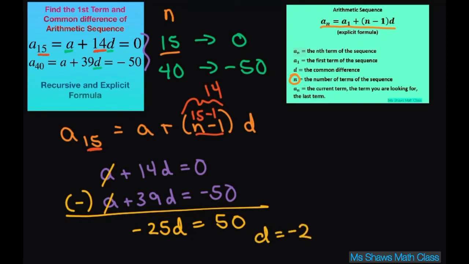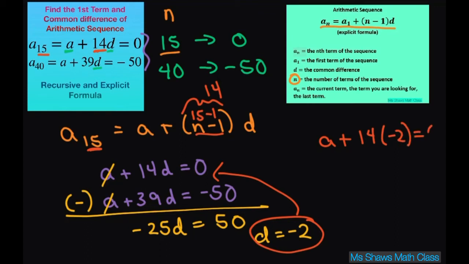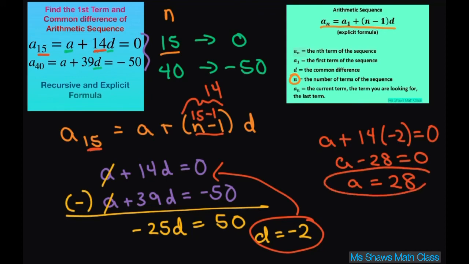Now to find a, your first term, just plug it into one of these equations. I'll do the first one. a plus 14 times negative 2 equals 0. So a minus 28 equals 0. Add 28 to both sides. So a is 28. So we did the first part. We found the first term and the common difference.